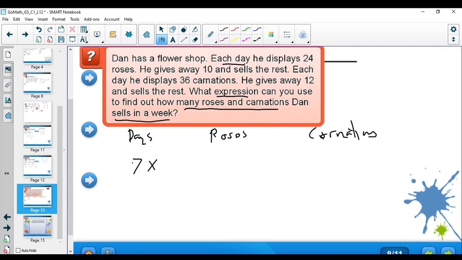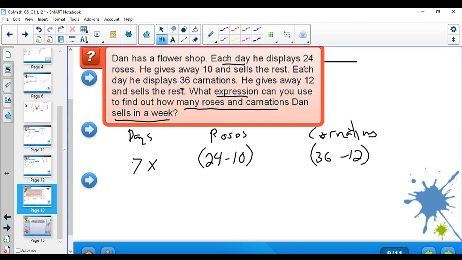Now, for our roses, it says each day he displays 24 roses. So we display 24 and he gives away 10, right? Well, I'm not worried about how many he gives away. I'm worried about how many he sells. So I need to figure that out by subtracting those 10 that he gives away from the 24 he displays. And whatever's left tells me how many he sells. We're going to do the same thing with carnations. Each day here, he displays 36 carnations and he gives away 12. So whatever the difference between those two is what he actually sells.